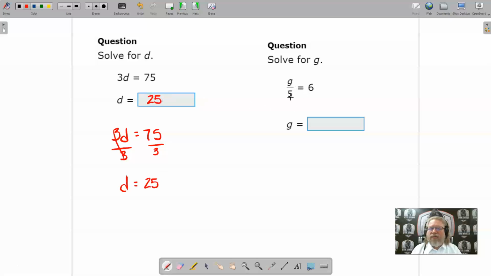On the next one, g over 5 equals 6. The g is tied to the 5 through division. The opposite operation is multiplication. We're going to multiply by the very number we wish to get rid of, which is 5. And what we do to one side, we have to do to the other. So the 5s are going to cancel each other, leaving us with just g. And 6 times 5 is 30.